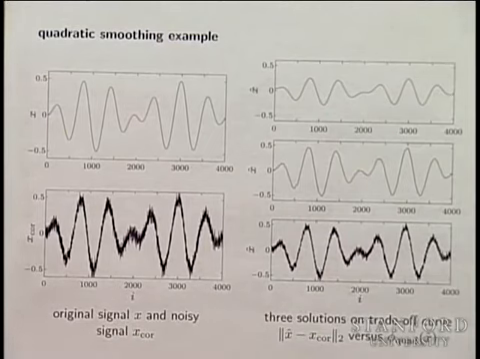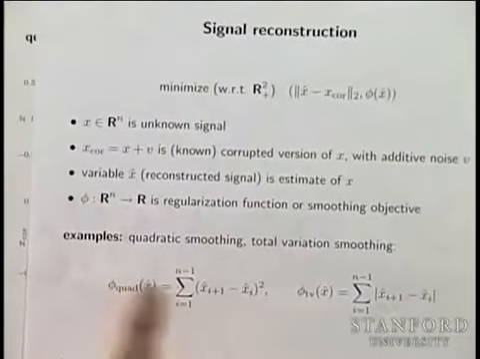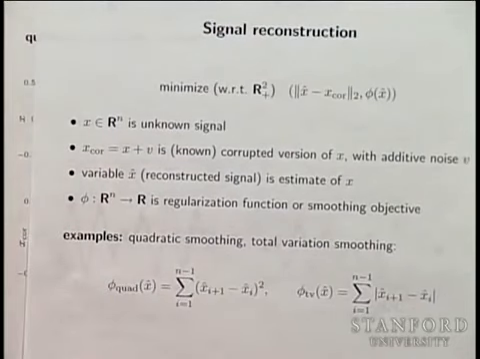Okay, so, by the way, guess what? If you regularize with this, guess what you get? You get a low-pass filter. Is it causal?